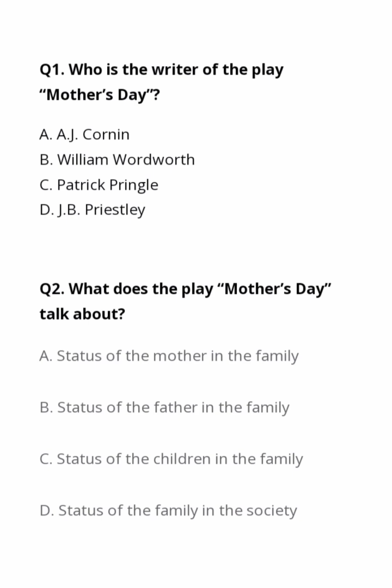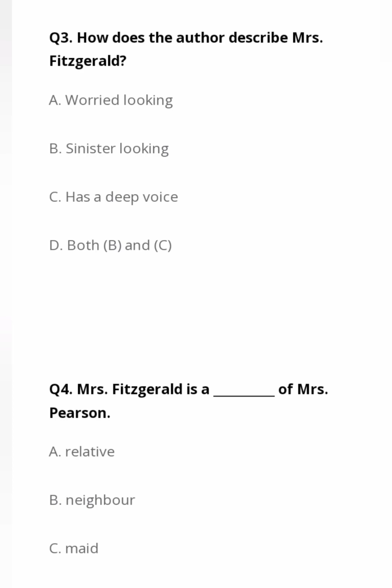Okay, then let us see question number 3. How does the author describe Mrs. Fitzgerald? That is option D, both B and C. Okay, that is sinister looking and then has a deep voice. And then question number 4, Mrs. Fitzgerald is a dash of Mrs. Pearson. That is option B, neighbor is the correct answer here.